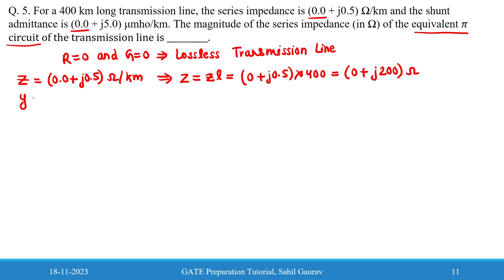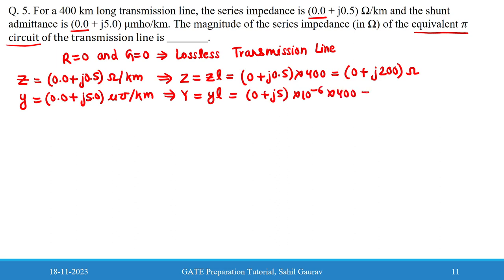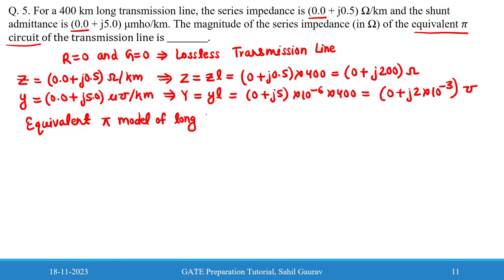Then this small y value is given as 0.0 plus j5.0 micro mho per kilometer, so it is 10 to the power minus 6 mho per kilometer. The total shunt admittance is Y equal to y into l, which is 0 plus j5 into 10 to the power minus 6 into 400. That will give you 0 plus j2 into 10 to the power minus 3 mho. So we have found the total series impedance and shunt admittance. Now we will draw the equivalent pi model of the long transmission line.